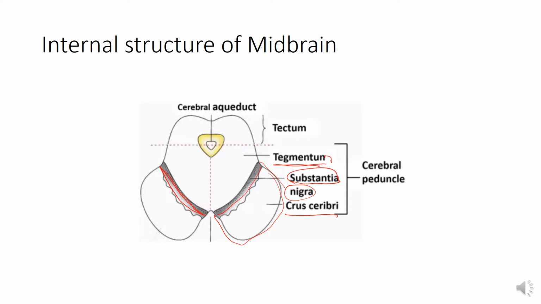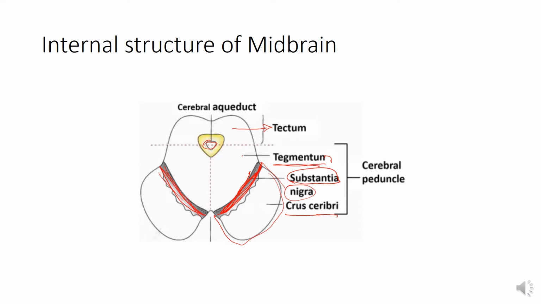This is the pigmented gray matter which is dividing the cerebral peduncle of the midbrain into two parts. Anteriorly lies the crus cerebri and posteriorly lies the tegmentum. The narrow cavity of the midbrain is the cerebral aqueduct. You can see here the cerebral aqueduct, which connects the third and fourth ventricles. The tectum is the part of the midbrain that lies posterior to the cerebral aqueduct. Now this is the tectum.